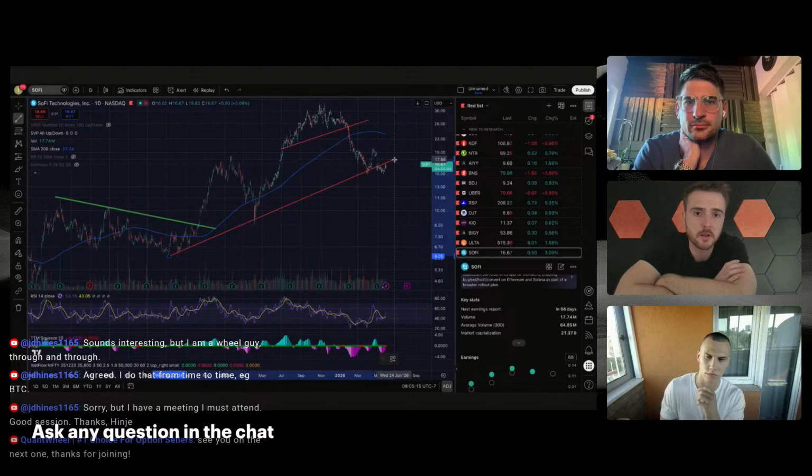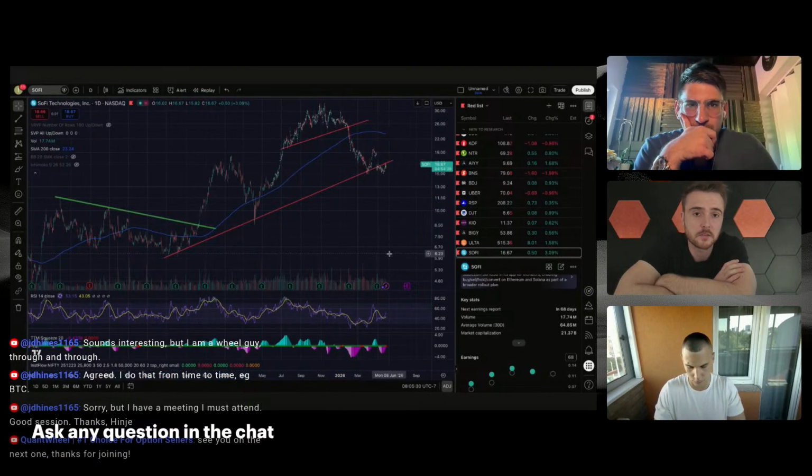SoFi is a great trading platform, a broker. It's a bank. It reminds me of Revolut in Europe. I think Revolut is one of the best companies ever when it comes to product and how they run the company. And I wish more companies were like that. And I think SoFi is Revolut for the US. So I'm very bullish on them.